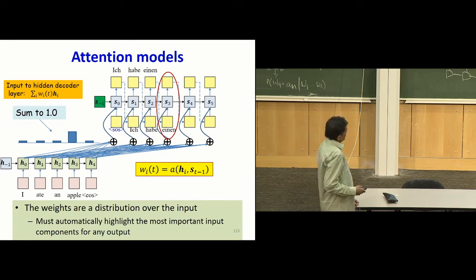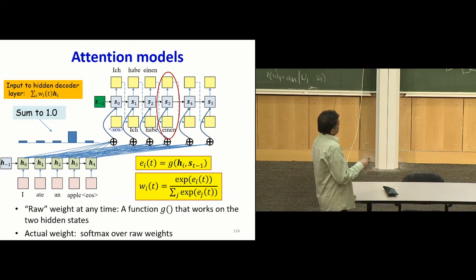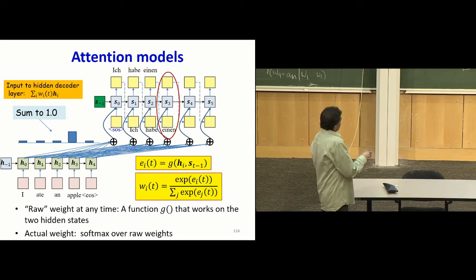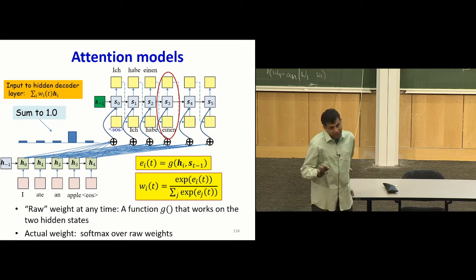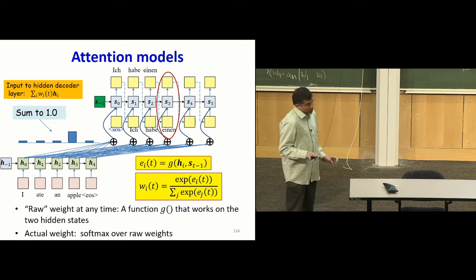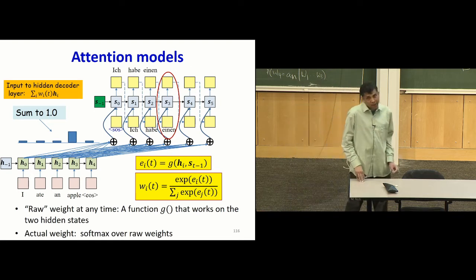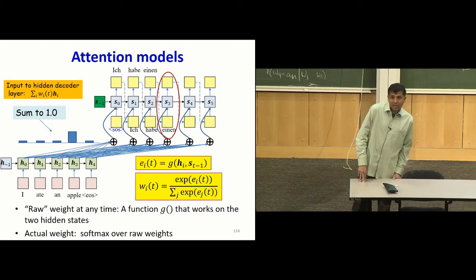The way we will implement it is as follows. We are first going to compute some raw weight for each input time. The raw weight for any input is going to be a function of the hidden representation of that input and the state at the previous output time. Now again, there are two different times we are speaking of over here, to be very clear. There is input time which I am indexing by i, and there's output time which I am indexing by t.